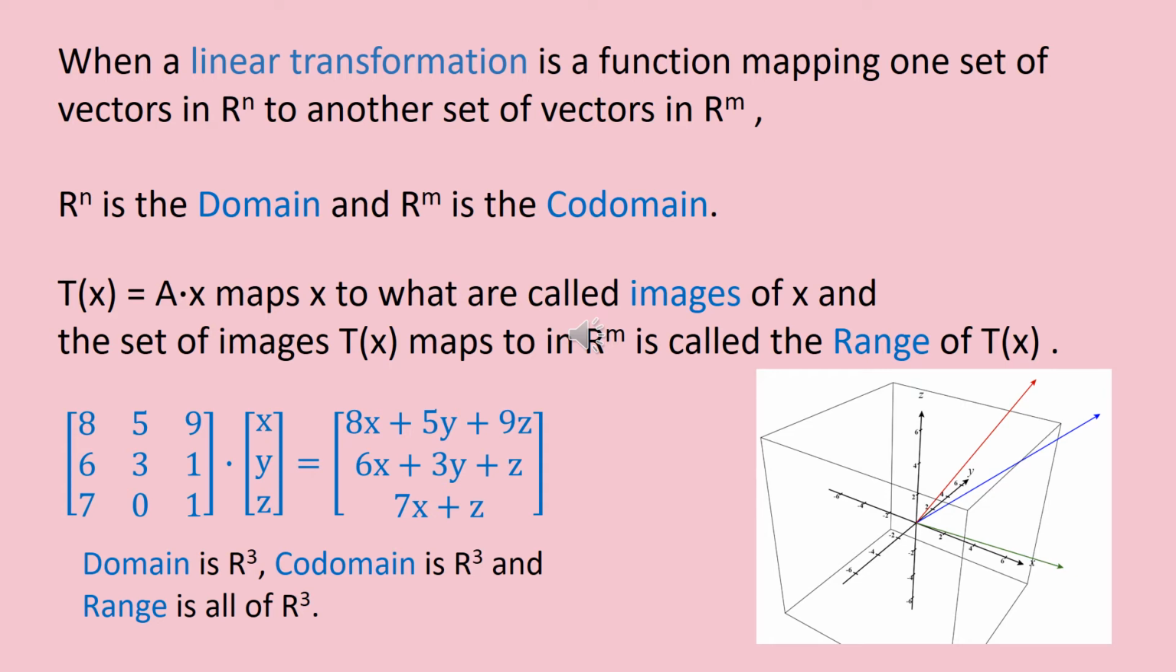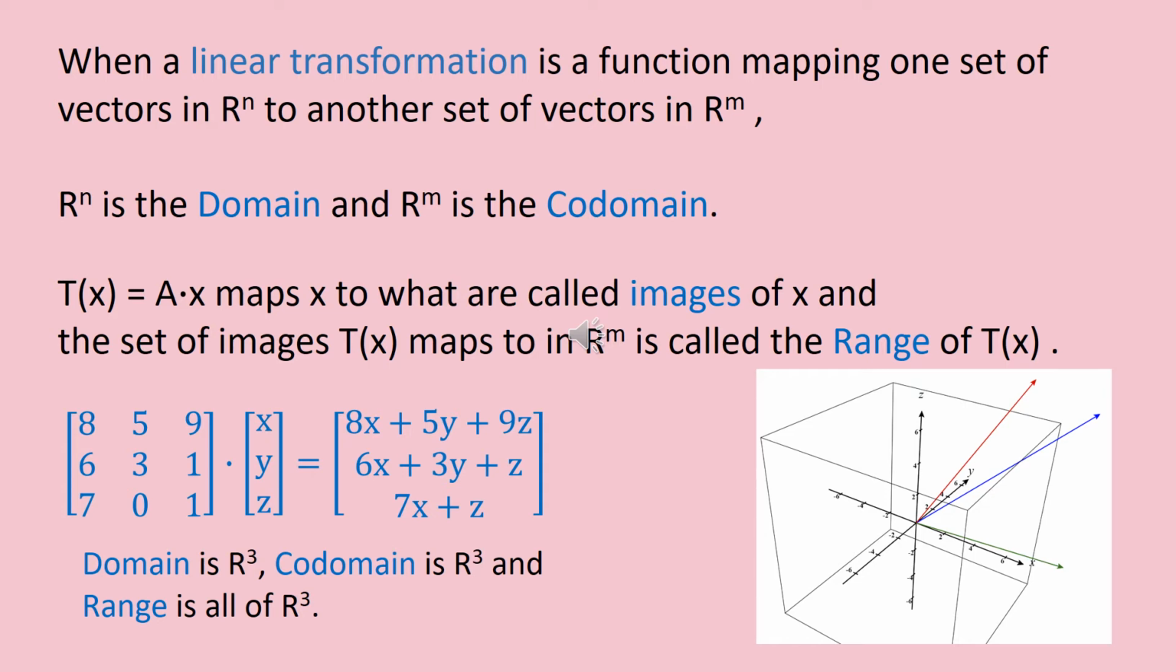So with our example that we saw earlier, again, you're accomplishing the mapping by doing matrix multiplication of this 3 by 3 matrix. And so the image of any vector will be given by the arithmetic 8 times x plus 5 times y plus 9 times z for the image x, 6 times x plus 3 times y plus 1 times z for the new image y, and 7 times x plus 1 times z for the new image z.